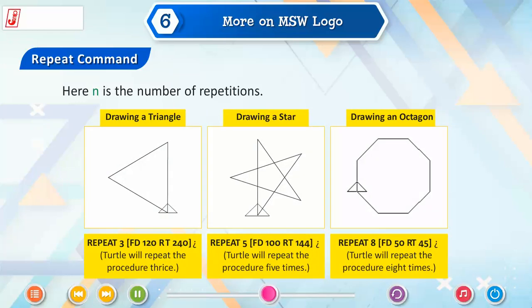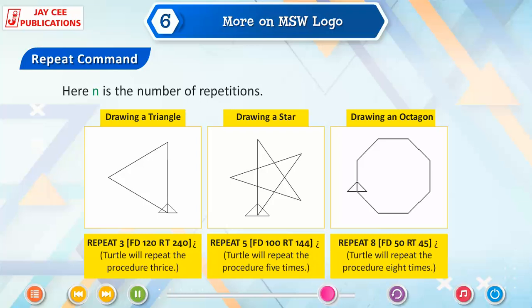Repeat 3, [FD 120, RT 240]. The turtle will repeat the procedure thrice. Drawing a star: Repeat 5, [FD 100, RT 144]. The turtle will repeat the procedure 5 times.